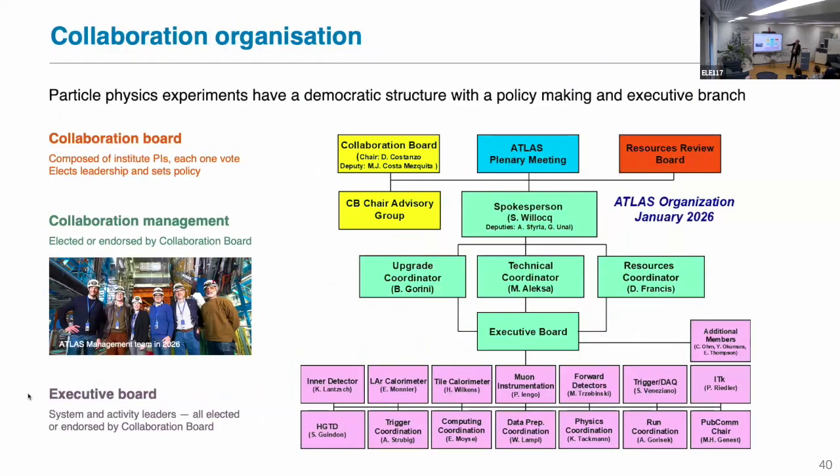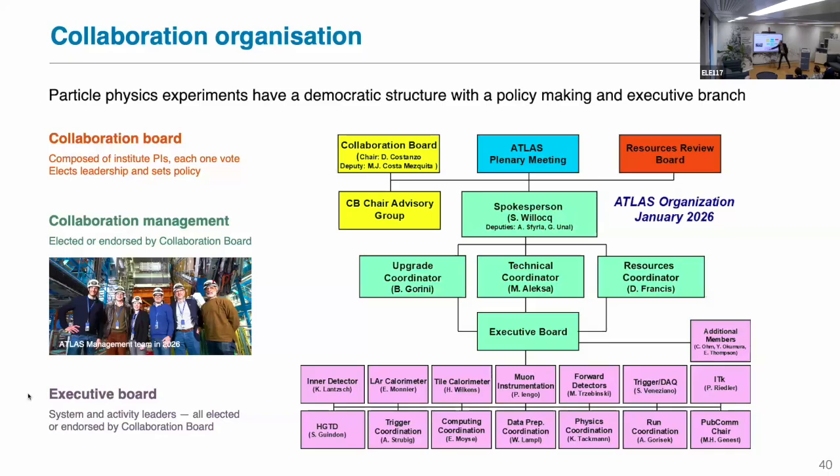This is the internal organization of the collaboration. We have a democratic structure with the policy making and executive branch. So it's like you have the parliament and the government. The parliament is the collaboration board, which is composed of each institute having 1 vote there, so about 200 votes. They set the policy and elect the leadership of the experiment. And then you have a management. They're all endorsed or elected by the collaboration board, who are the spokesperson, upgrade, technical, and resources coordinator.